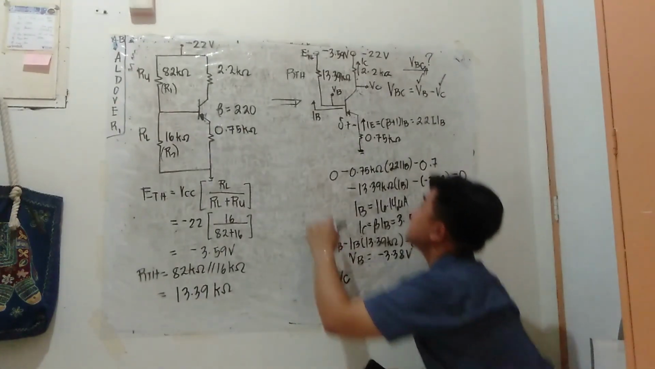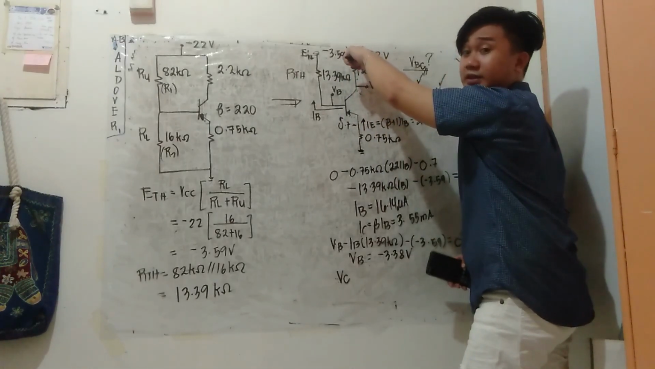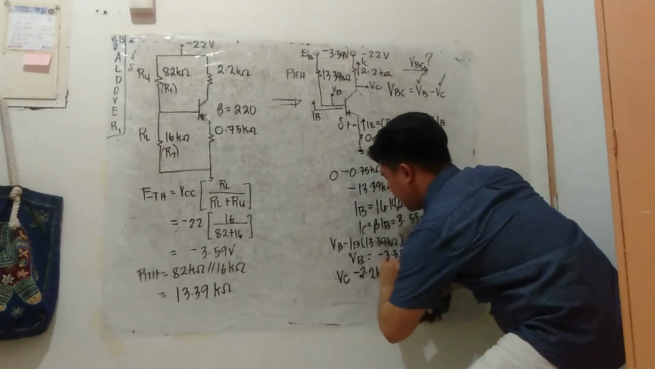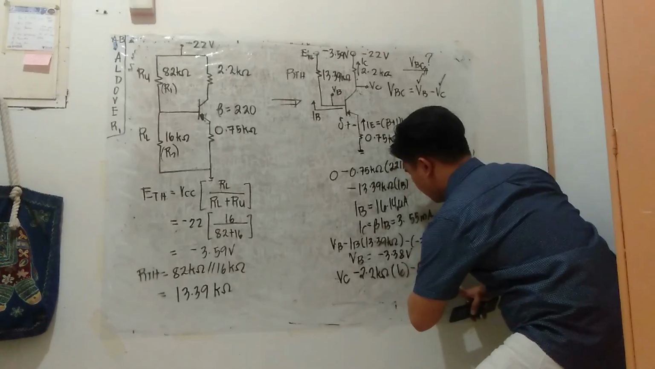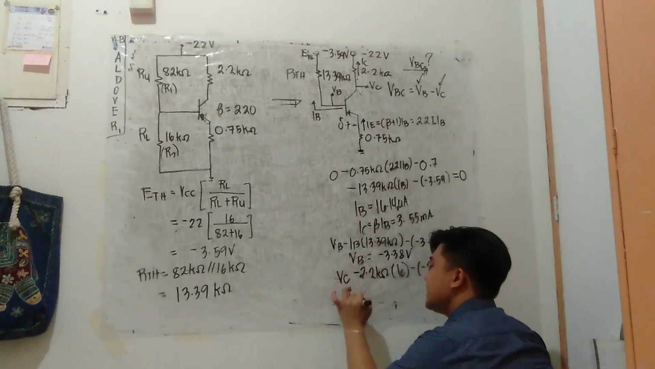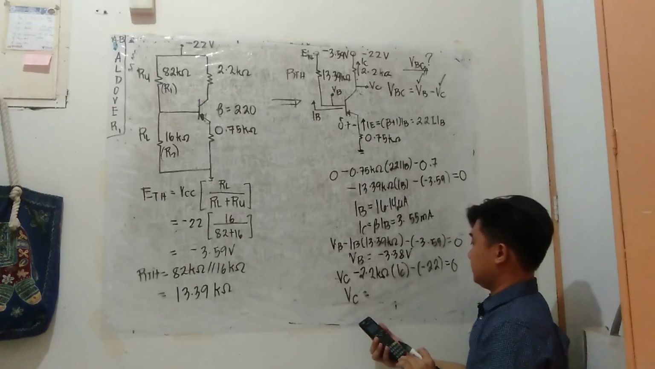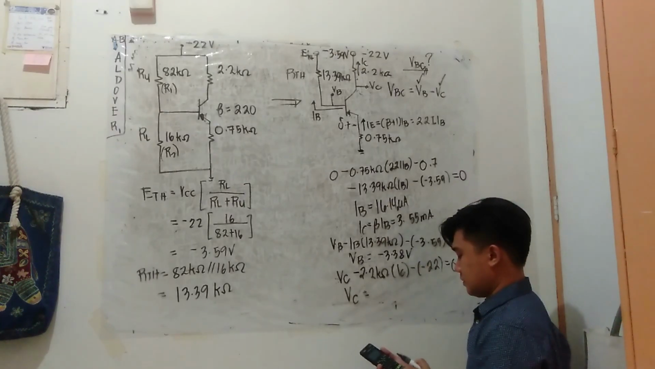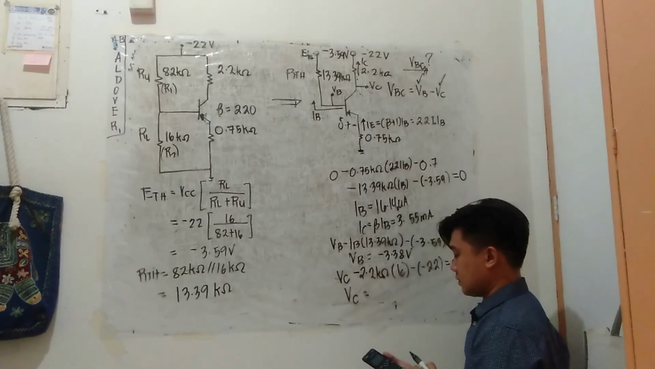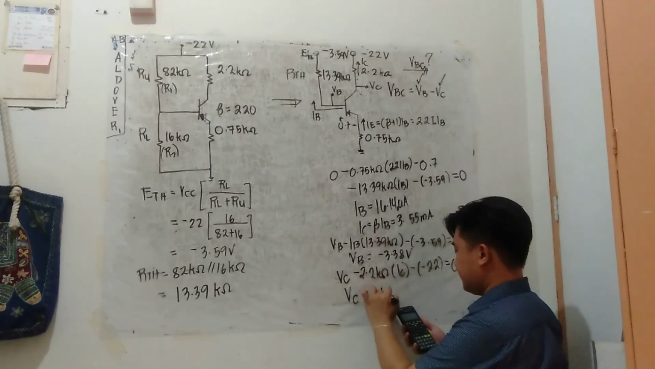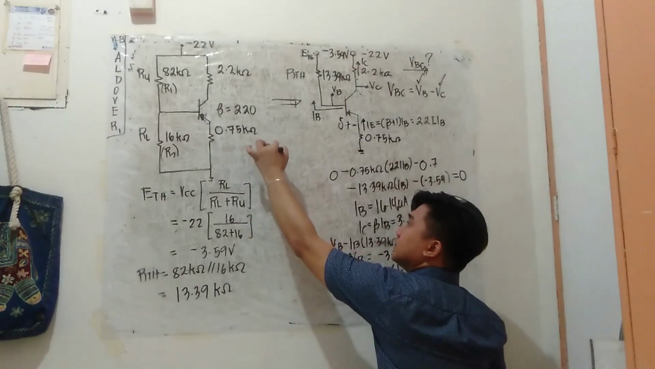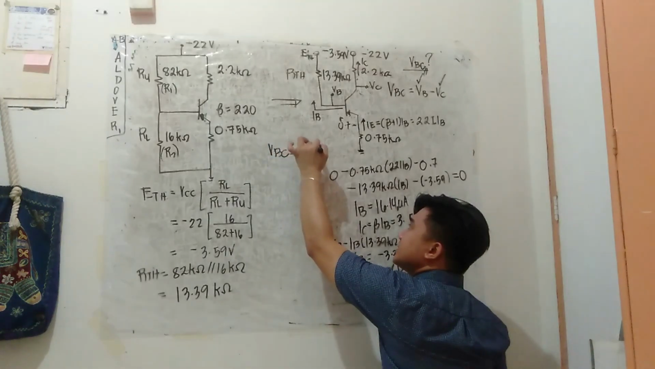And para kay VC, simulan ko dito, patapos ako dun sa negative 22 volts. So that is VC minus 2.2 kilo ohms times IC minus negative 22 equals 0. So VC is negative 14.19 volts.